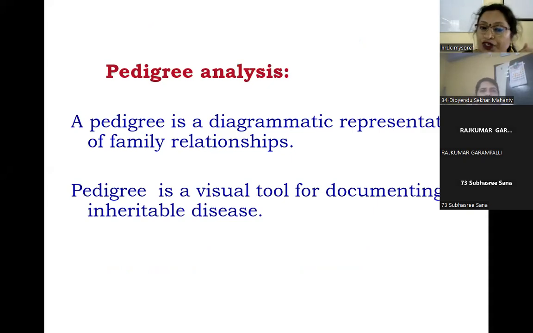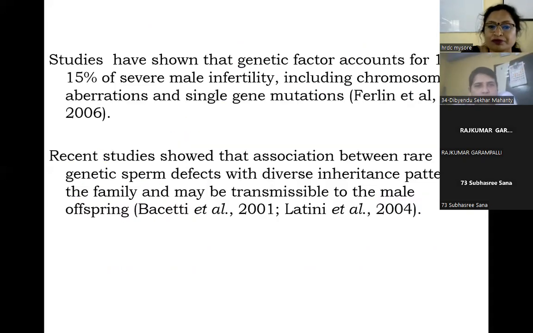After that, we do pedigree analysis. A pedigree is a diagrammatic representation of a family relationship, and it is a visual tool for documenting inherited disorders. It's the simplest tool where we can make out the pattern of inheritance of a disease, how it has been carried from generation to generation. All this information we could collect from the pedigrees.